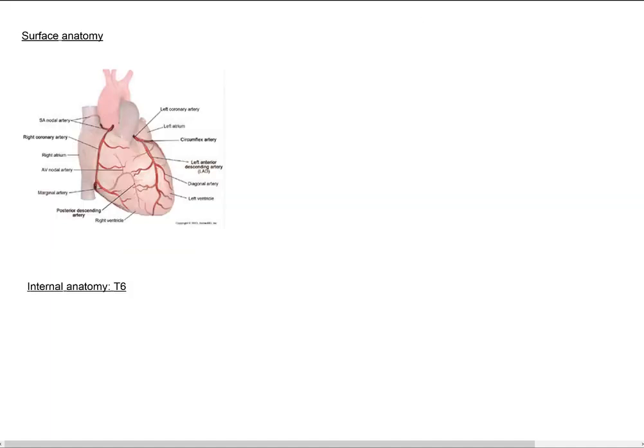The surface anatomy is a very good way to think about the blood supply to the heart. So when you see a standard picture like this, it's actually really useful to draw it out yourself. So you can draw out the right border here, you can come across and draw the ventricle here, and then you can see that we've got the aorta coming off here with the great vessels.